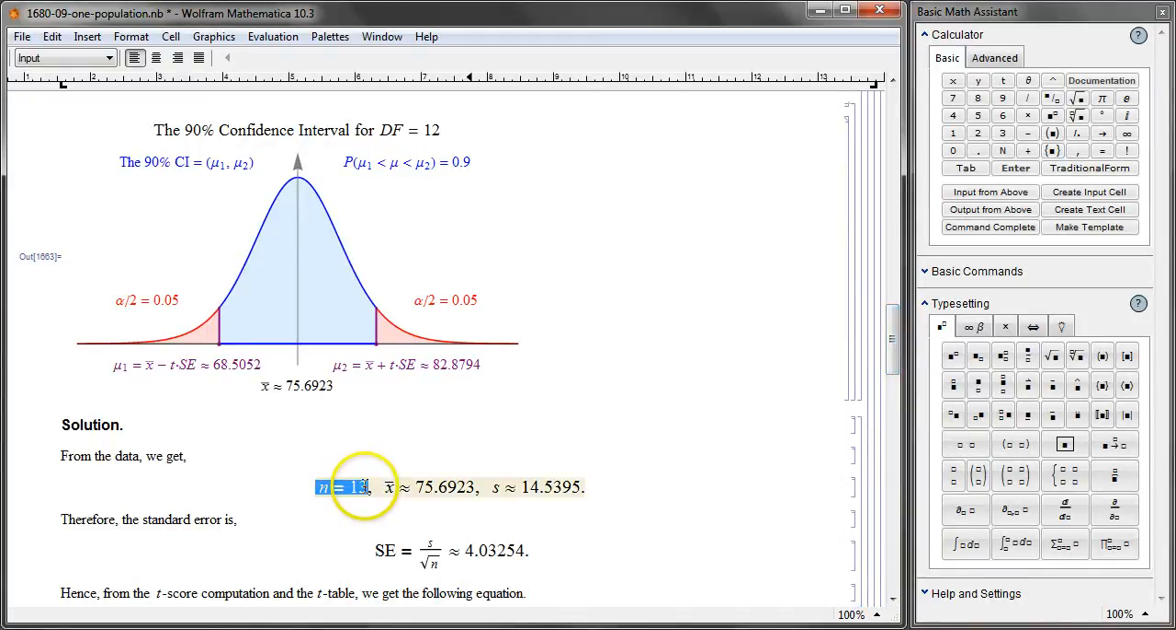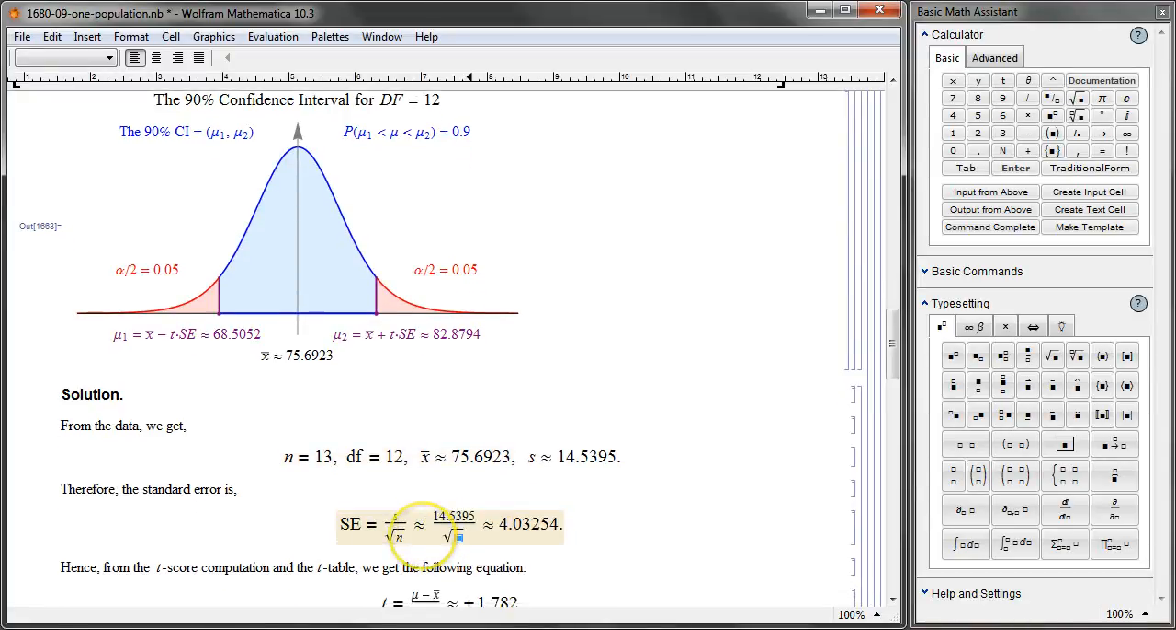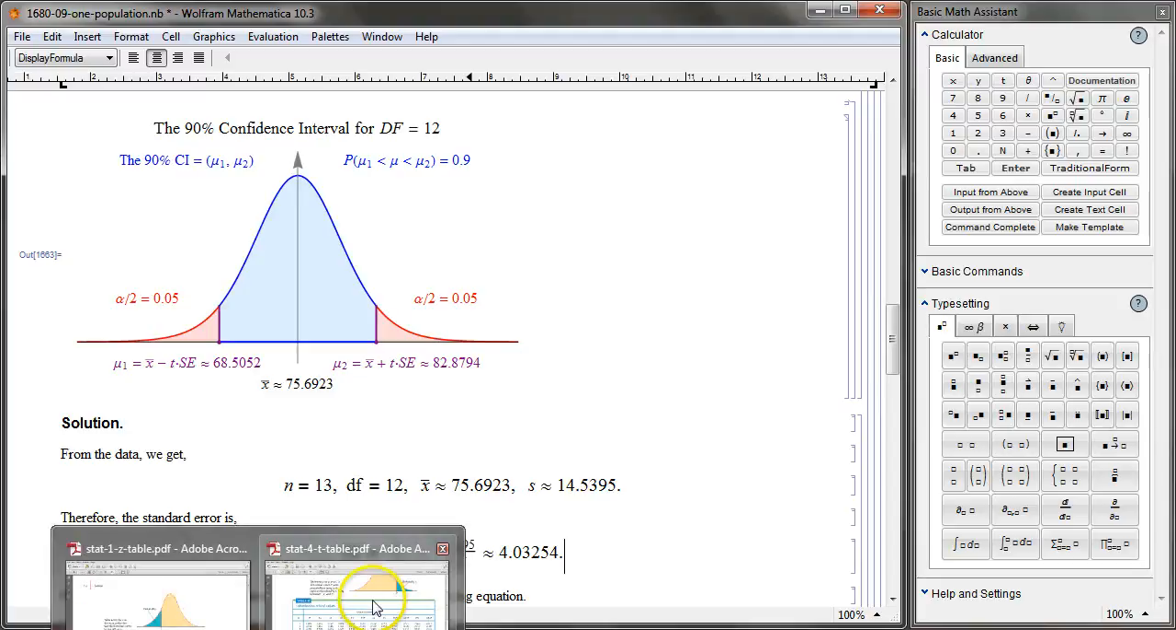The sample size is 13 and the degree of freedom is 13 minus 1, so that's 12. And we have the sample mean and sample standard deviation. Then the standard error is the sample standard deviation over the square root of n, and if you do this computation, you're going to get 4.03 something. Okay, now here is the t-table.